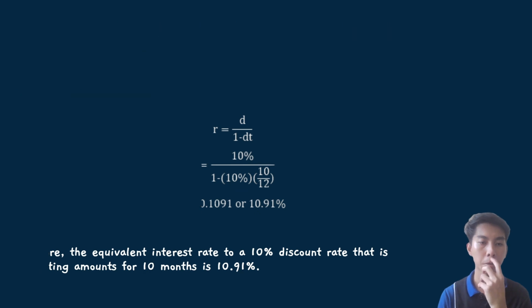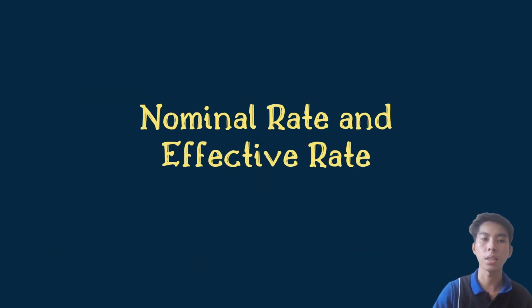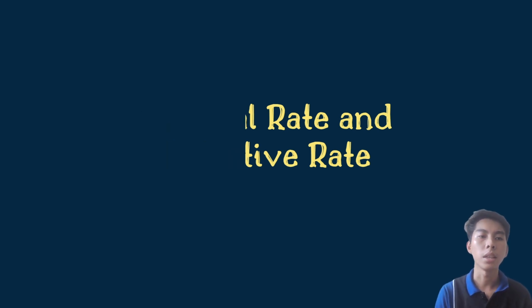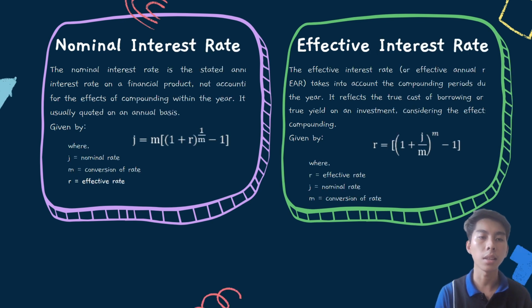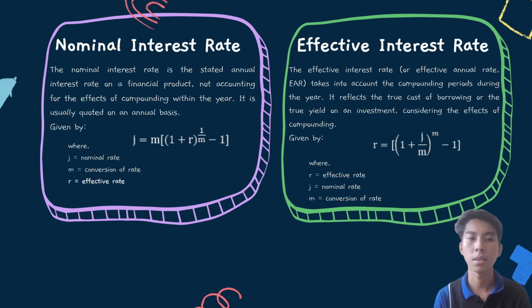Now let's talk about our second comparison, which is the nominal rate and effective rate. What is the nominal rate? The nominal interest rate is the stated annual interest rate on a financial product, not accounting for the effects of compounding within the year. It is usually quoted on an annual basis.